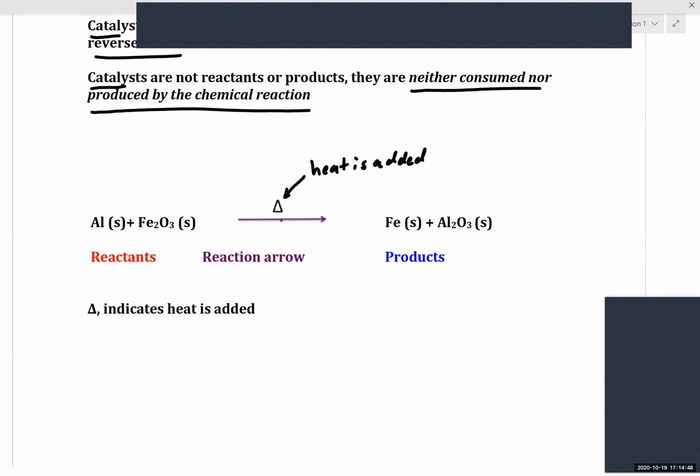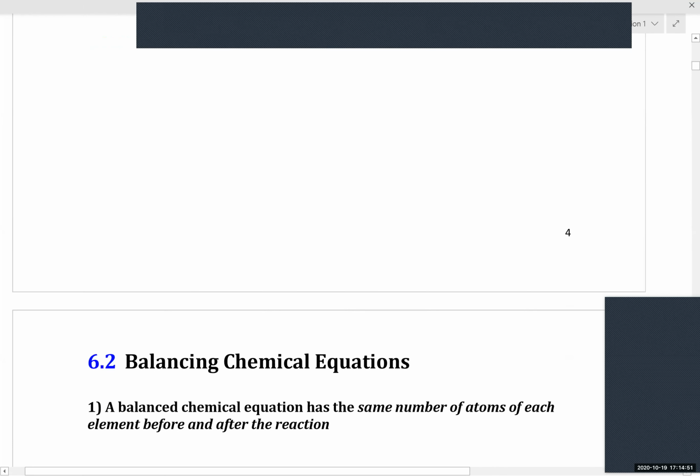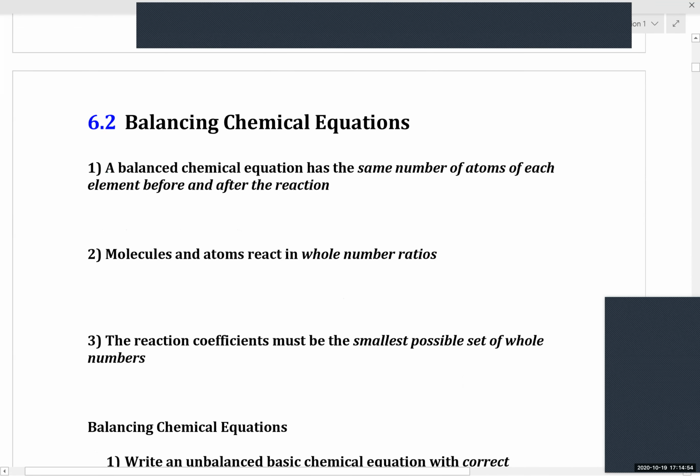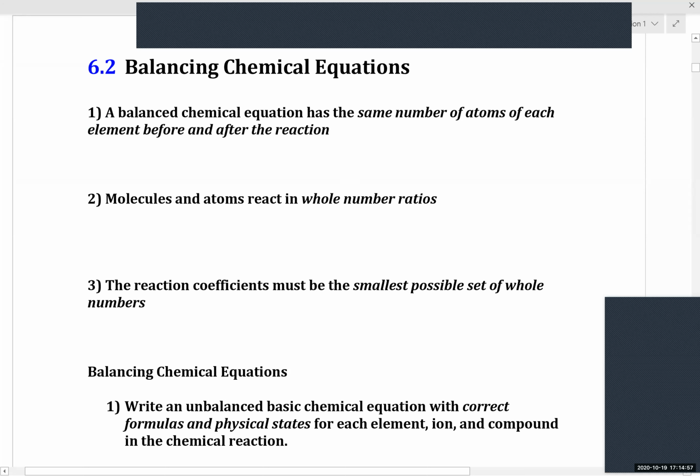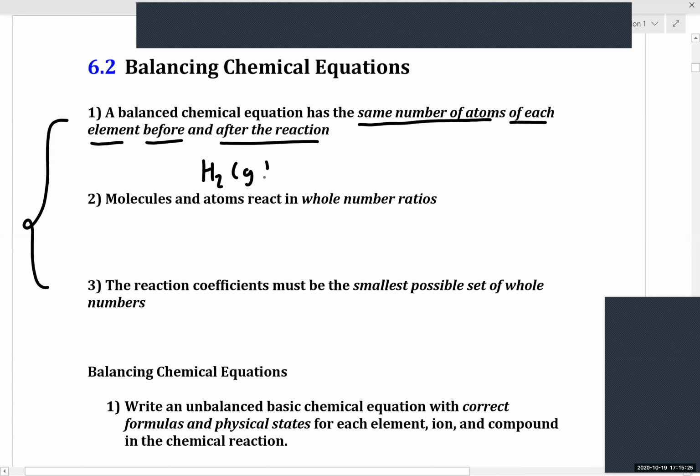Perfect, perfect. So we have our basic toolkit for reading chemical reactions. Now let's talk a little bit about balancing chemical equations. So let's remember our three rules. These are our three rules that you'll always want to keep in mind when talking about balancing chemical equations. The first of which is a balanced chemical equation has the same number of atoms of each element before or after the reaction. So remember our example where we have hydrogen and oxygen reacting to make hydrogen peroxide.